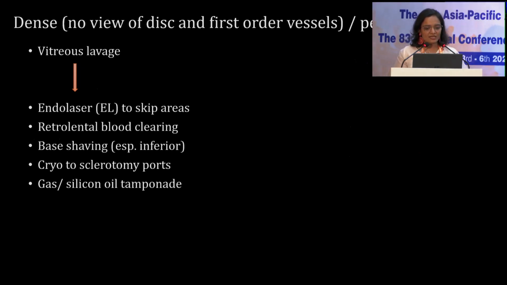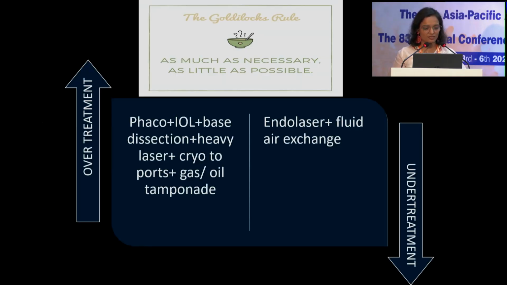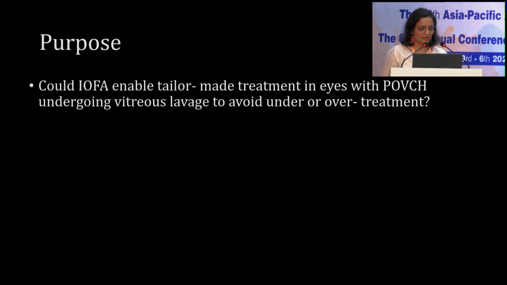For dense VCH with persistence, we do a vitreous lavage with endolaser to the skip areas, retrolental blood clearing, base shaving, cryo to the ports, gas or silicone oil tamponade, and most of this is based on surgeon's discretion. We feel that all these steps could be over-treatment, whereas just a fluid air exchange could be an under-treatment. This reminds us to apply the Goldilocks rule: do as much as necessary with as little as possible.